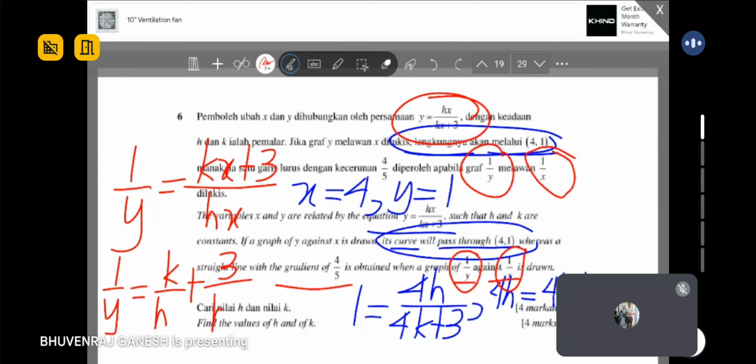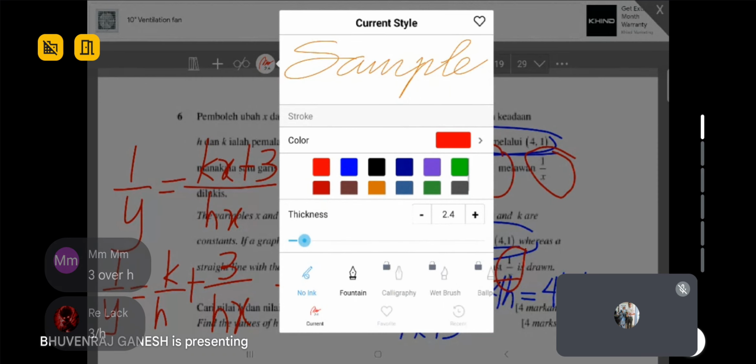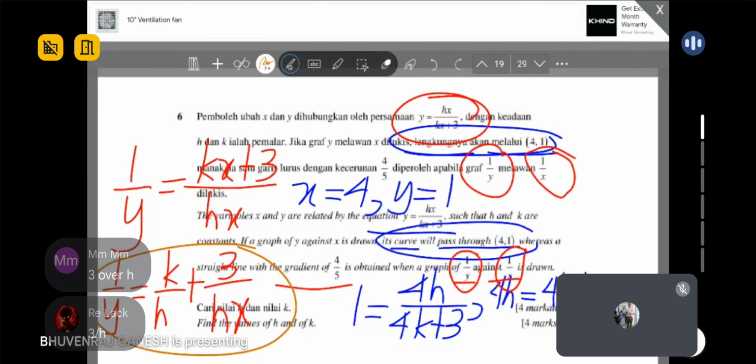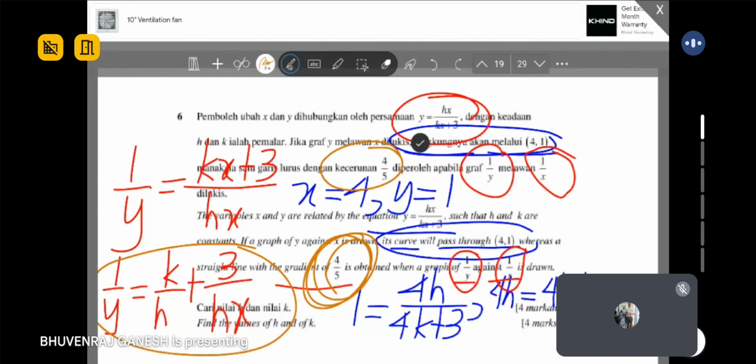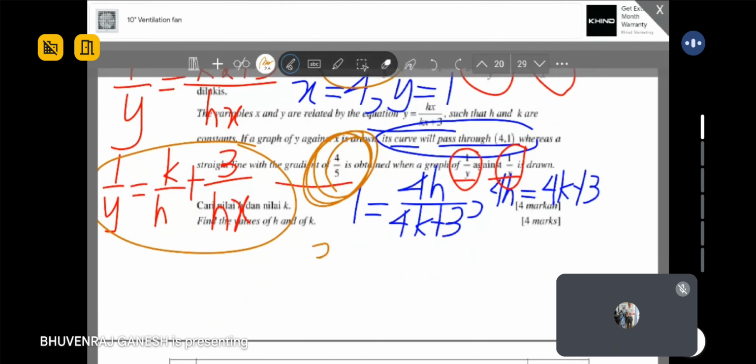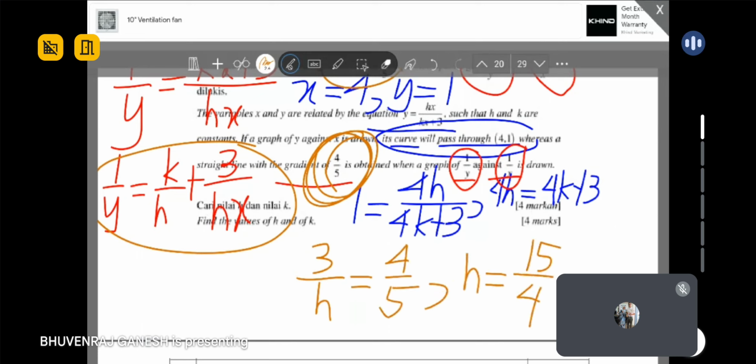So guys, may I know what is my gradient here? Based on this equation, anyone? Yes, very good. The gradient value is 3 over h. Correct. So 3 over h equals 4 over 5, because the gradient is given as 4 over 5. So you solve 3 over h equals 4 over 5, and you get h equals 15 over 4.